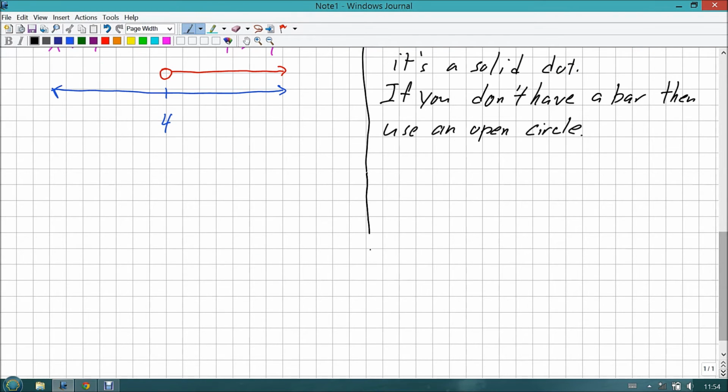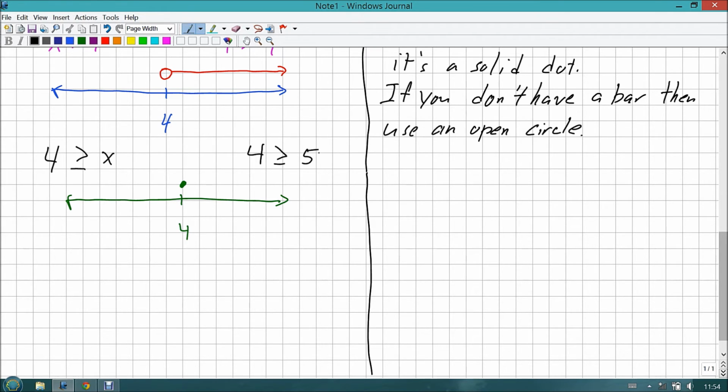Now let's look at another example. Let's say that we have 4 is less than or equal to x. Well, once again, we have our number line. We have a bar, so we know we're going to be solid at 4. But then which way do we go? Do we go to the left or do we go to the right? Well, oops, I made my inequality sign backwards here. If we're saying that 4 is greater than or equal to x, if I plug in 5 for x, then I would have 4 is greater than or equal to 5.